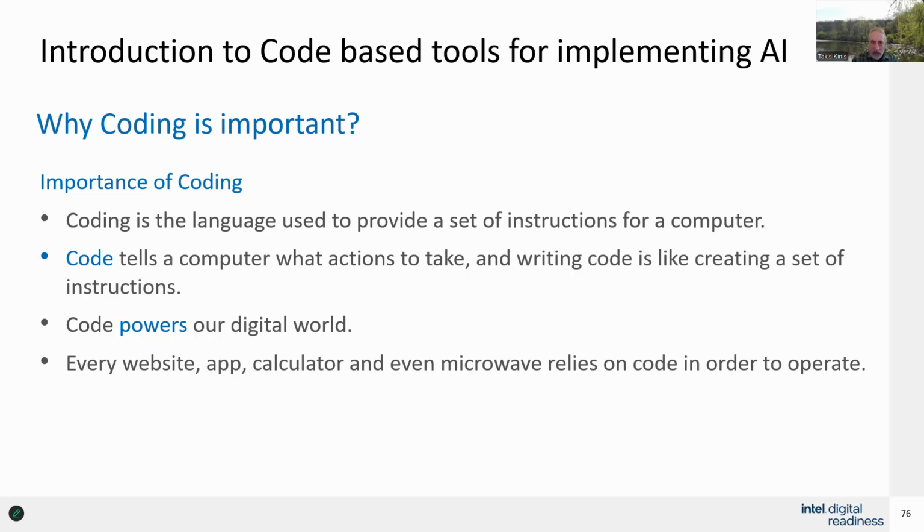But basically it's a set of instructions for the computer. It says what actions to take. Writing code is like creating a set of instructions. Yeah, absolutely. Code powers our digital world. All of us rely on the internet, on our phones, our computers, and especially in these fields, without those tools, we're not working and we're not doing anything, basically. Every website, app, calculator, even microwave relies on code in order to operate. Heck, even your cars have computers in them. Modern cars sometimes have 10, 20 computers in them. That's really crazy.